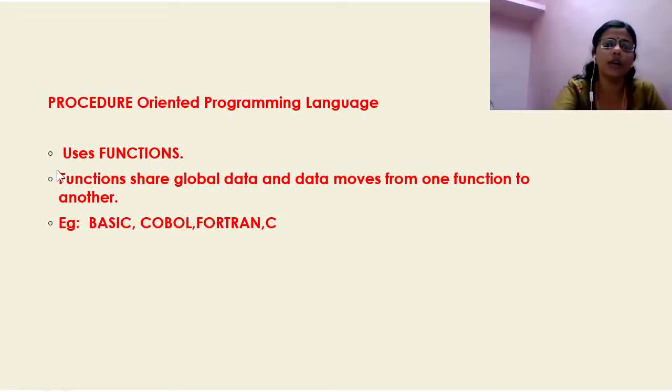Clear? So here they are mainly concentrating on functions. The programming language mainly makes use of functions. You will have n number of functions for a particular program. If you take a software, you will have so many functions, and all these functions may or may not be related to each other. They may or may not take data from others. Some examples of procedure-oriented programming languages are BASIC, COBOL, Fortran, C. All these are earlier languages which use the concept of procedure-oriented programming. Procedures means they are mainly making use of functions.